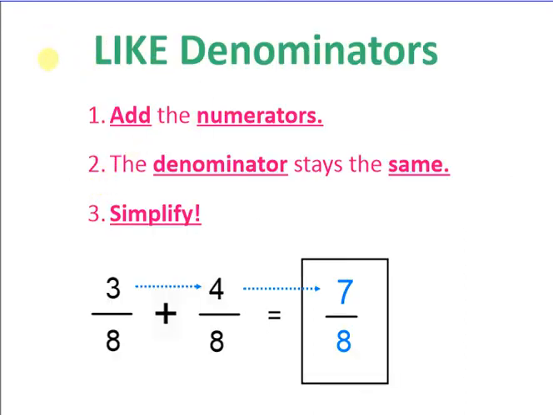All right, so let's first talk about the easiest example. So fractions with like denominators. That means denominators that are the same. So bottoms that are the same. So the first thing that we're going to do is we're going to add the numerators together. So 3 plus 4 is 7. The second thing we're going to do is we're going to keep the denominator the same. So we're just going to bring it over. And if needed, we are going to simplify.